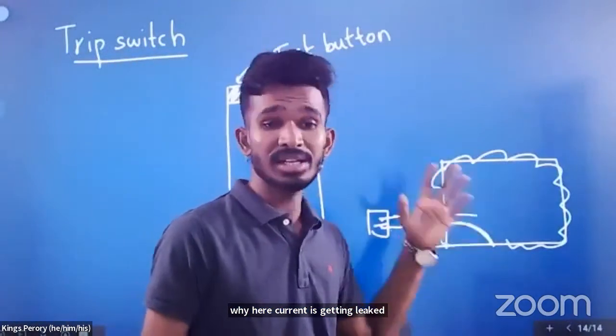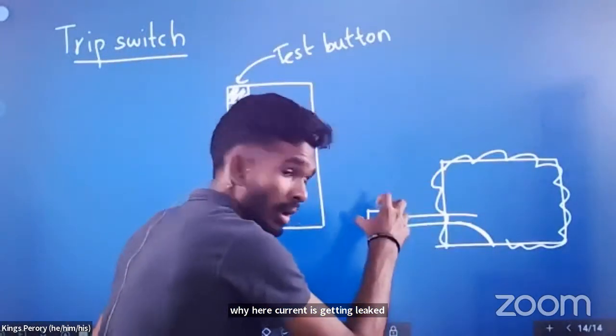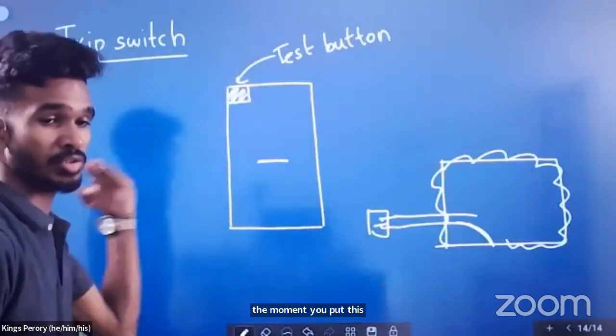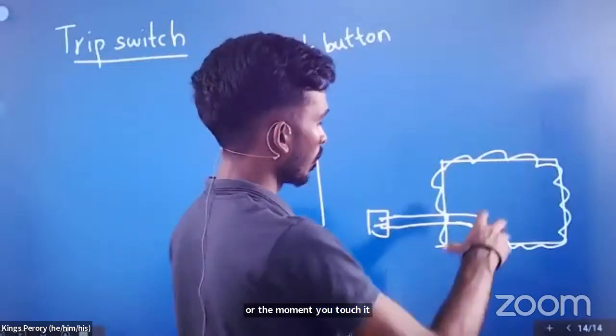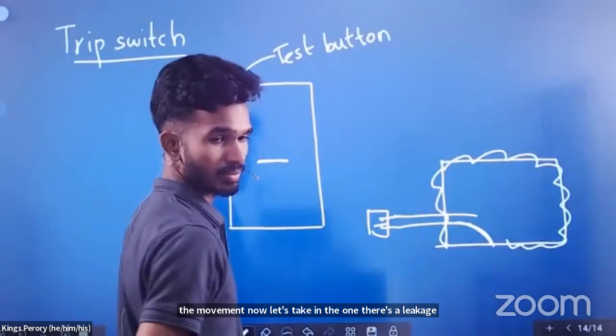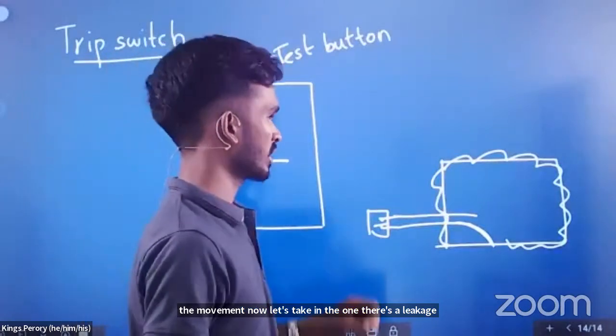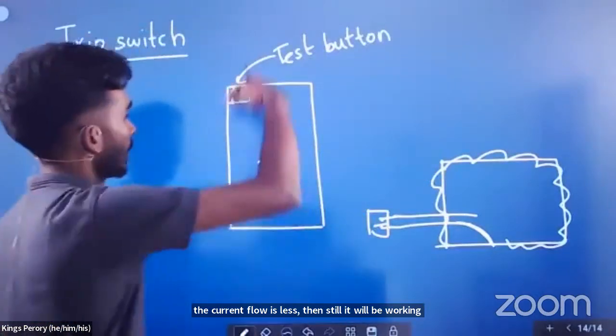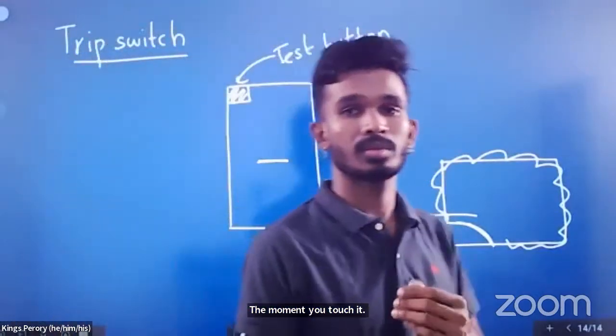So if there is a leakage like this, the moment you touch it, your trip switch will go down. Now let's take the oven, there's a leakage like this. The moment you put it and switch it on, if the current flow is less, then still it will be working. The moment you touch it, quickly the trip switch will go down.